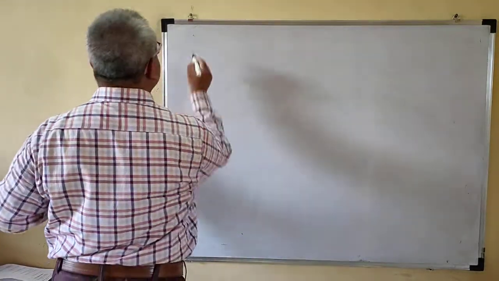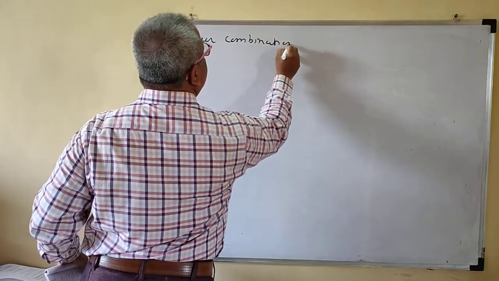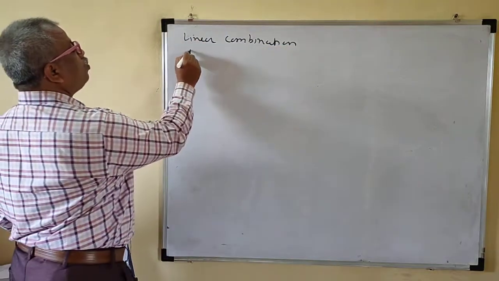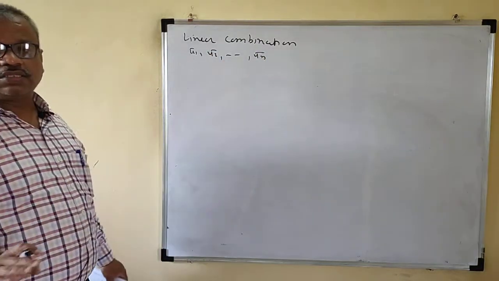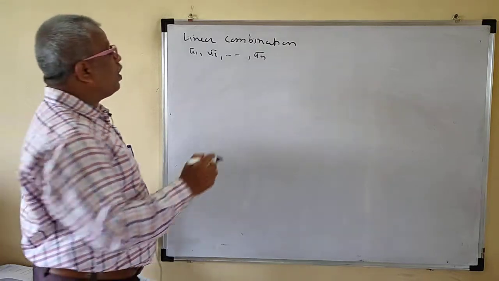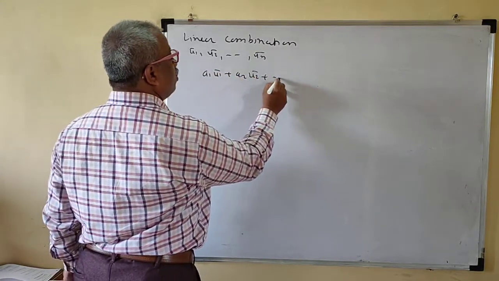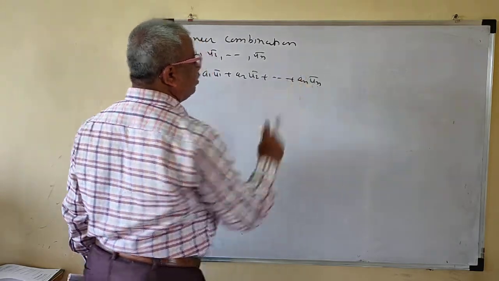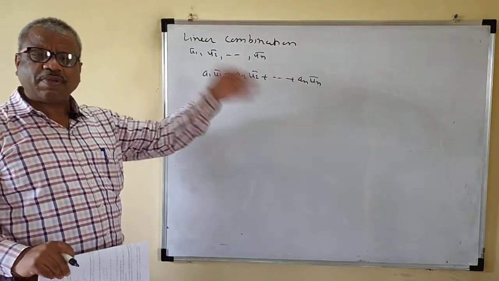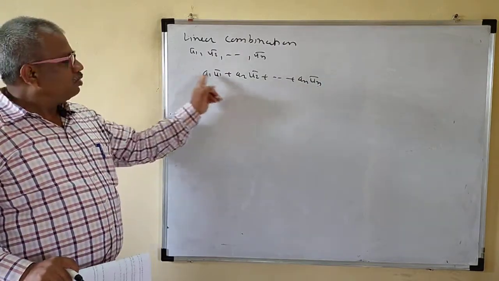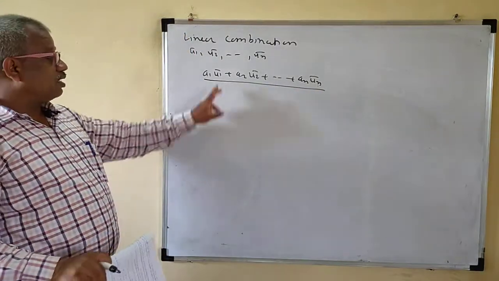Now linear combination. Linear combination means, suppose u1 bar, u2 bar, un bar are vectors in a vector space V. Then a vector a1 u1 bar plus a2 u2 bar plus an un bar, whatever the values of a1, a2, it may be 0 or not 0, positive or negative, whatever it may be, this vector is called a linear combination of the vectors u1 bar.